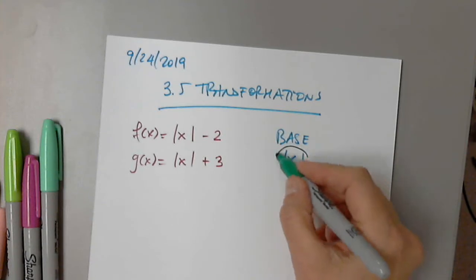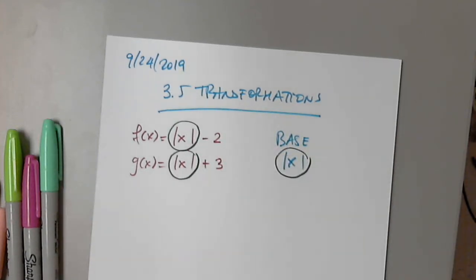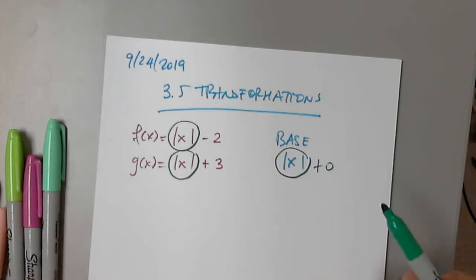Well, I look at the base function. If the base function is the same inside both functions, it cannot be a change in x, because I have the same thing, the absolute value of x. So this is, if you want, plus 0. There is no need to put that, but I'm just explaining.